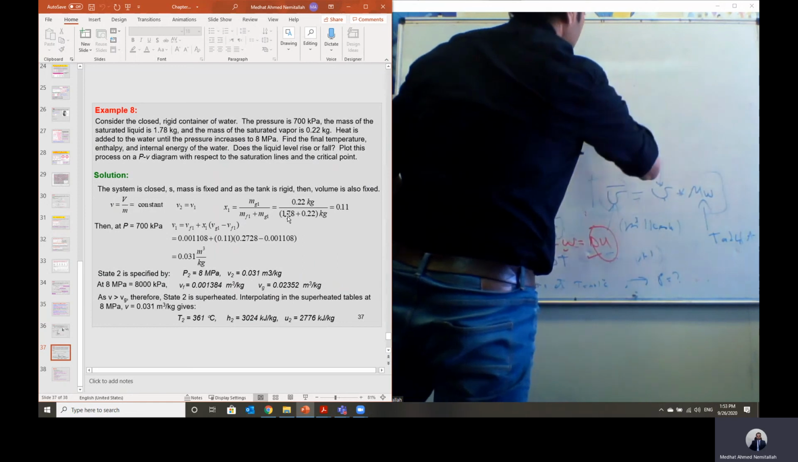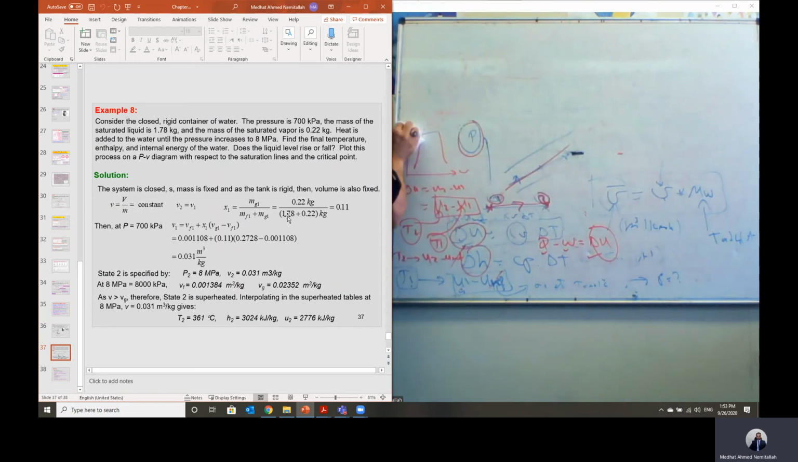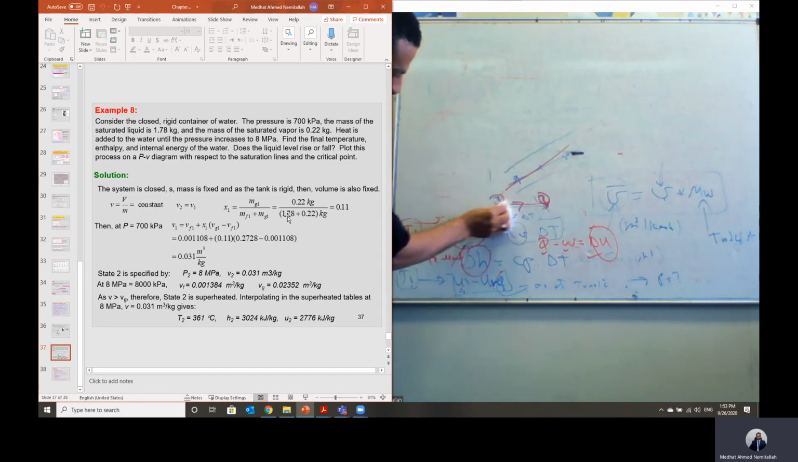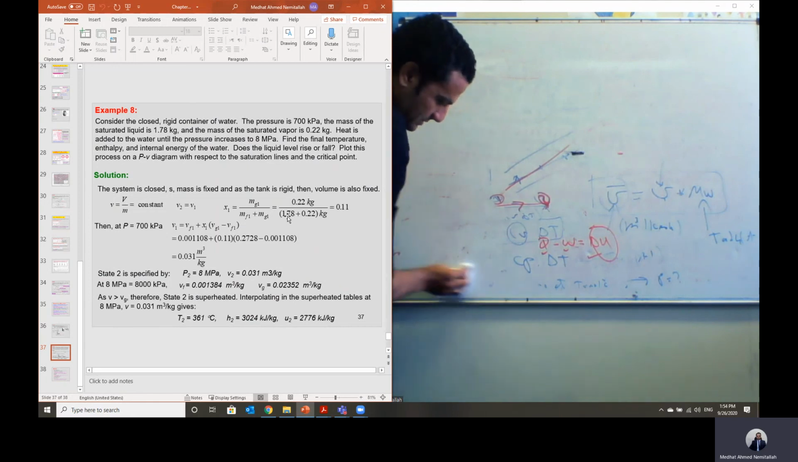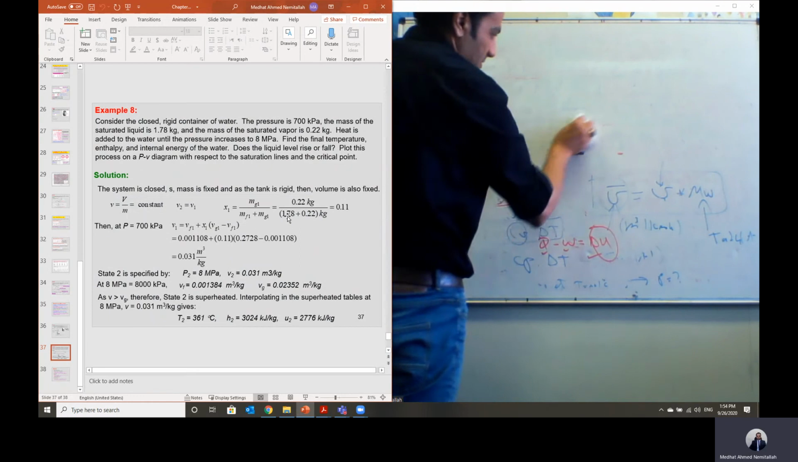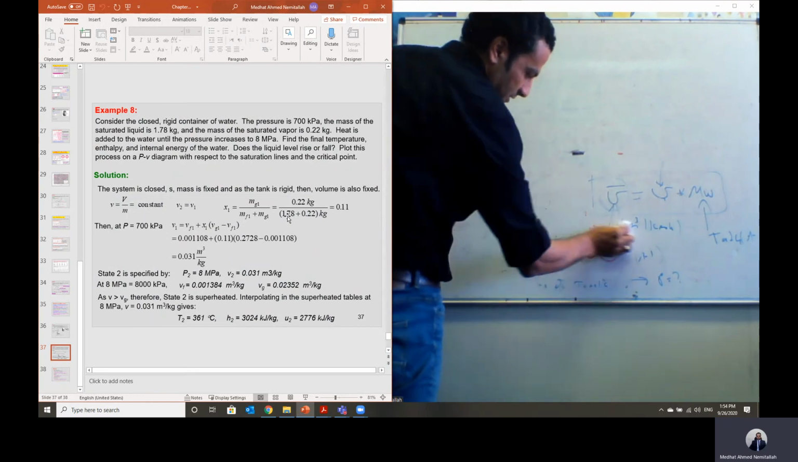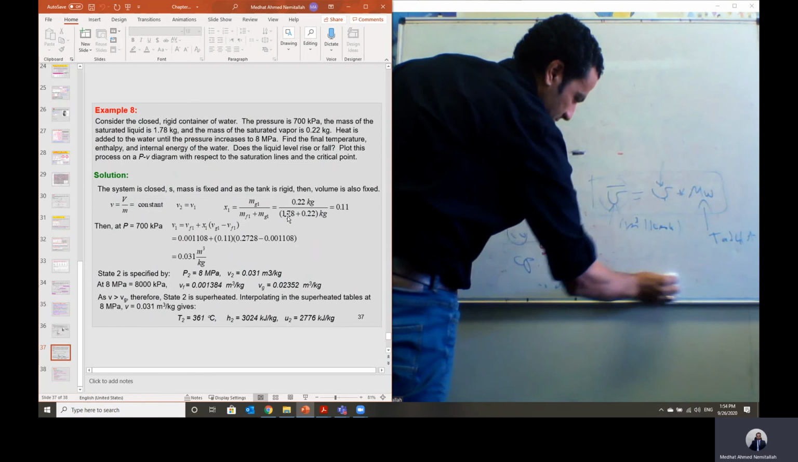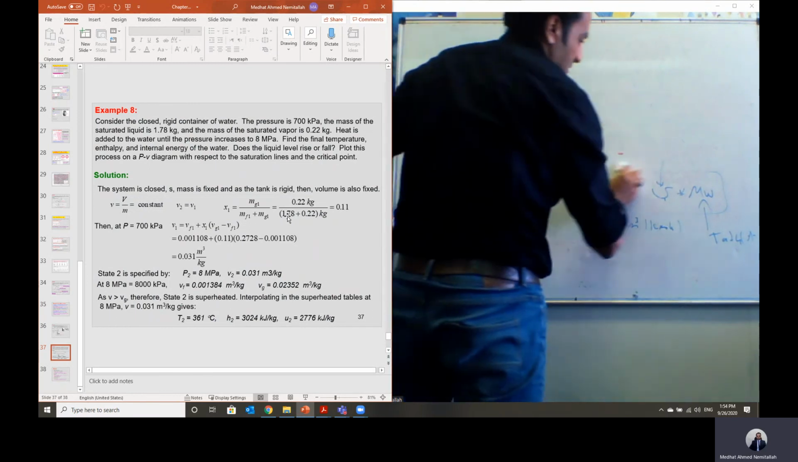In this example we have water in a rigid tank. He said we have a closed rigid tank. Please look carefully at the naming that is given in your problem. Closed means the system is closed. That will be very important after we move to chapter 4 and chapter 5. We have to decide whether the system is closed or open to apply the first law of thermodynamics equation.